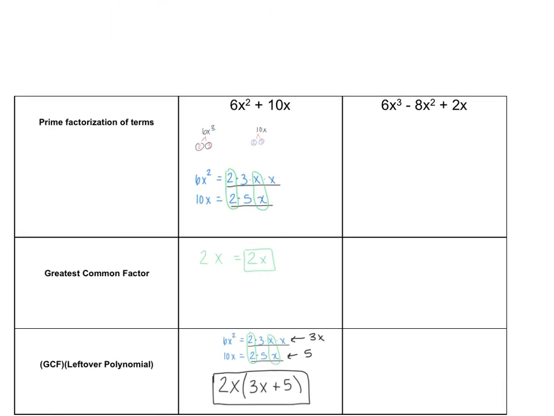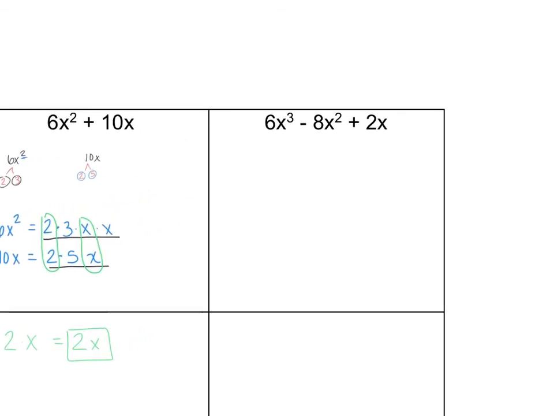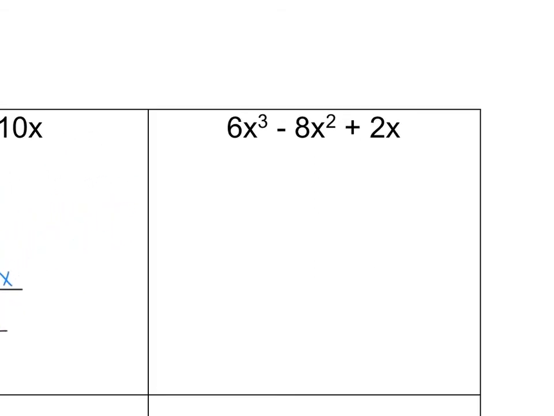Now what we're going to do is we're going to make it a little more challenging. We're going to factor 3 terms. So what we want to do is we want to find the GCF of this trinomial and rewrite it using GCF times leftover polynomial. So the first thing we do is we find the prime factorizations of each term. What I would recommend is that you try to do this part by yourself.